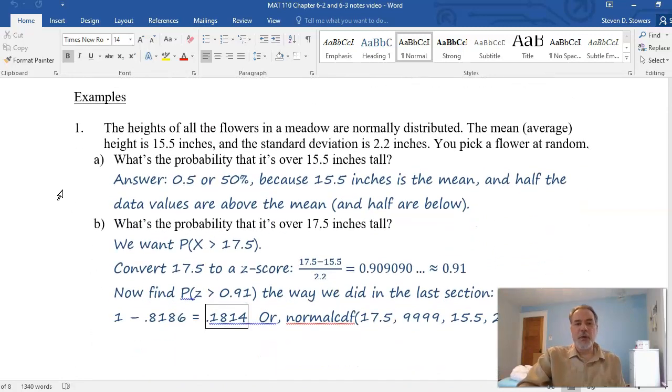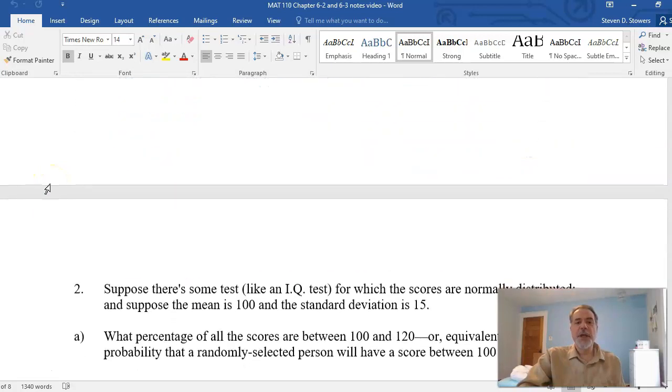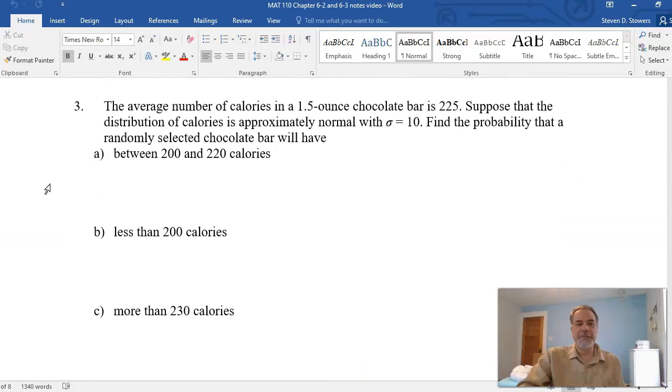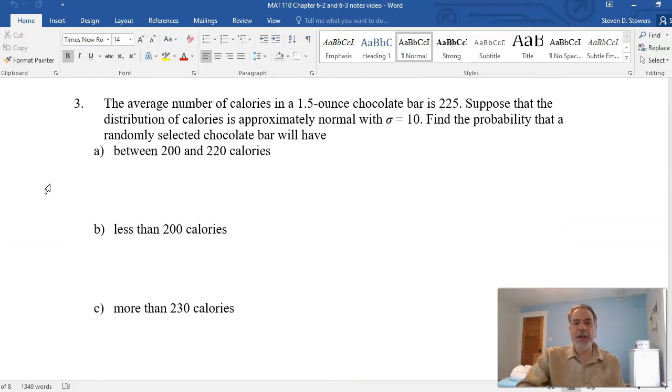On this handout, there are several examples. Some have been worked through, but I'm going to work through example number 3 here. It says the average number of calories in a 1.5 ounce chocolate bar is 225. Suppose that the distribution of calories is approximately normal with sigma equal to 10. Find the probability that a randomly selected chocolate bar will have between 200 and 220 calories.